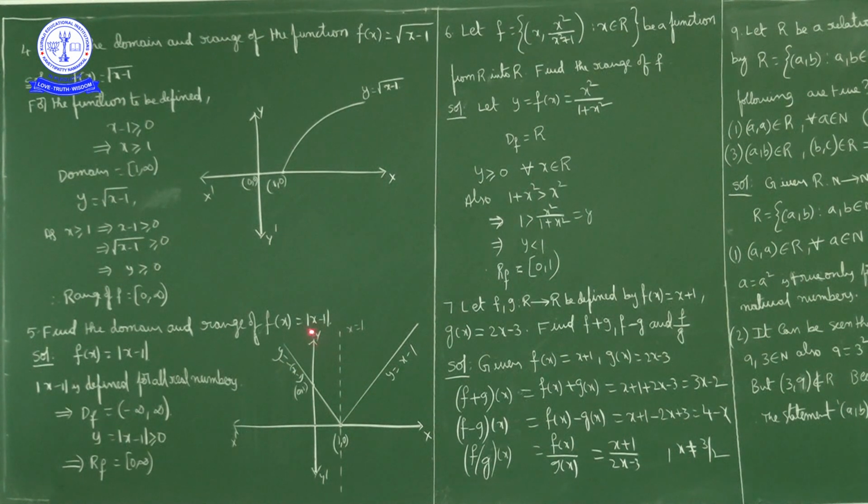So what is the domain of this function? This function is defined for all real numbers. Domain is all real numbers. What about the range of the function? Whatever value you give for x, this quantity is always greater than or equal to 0.